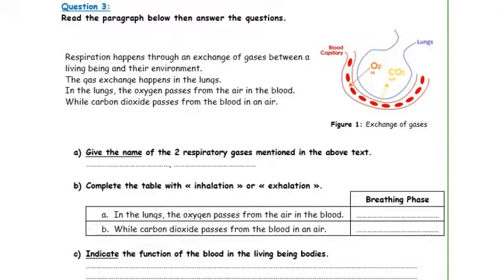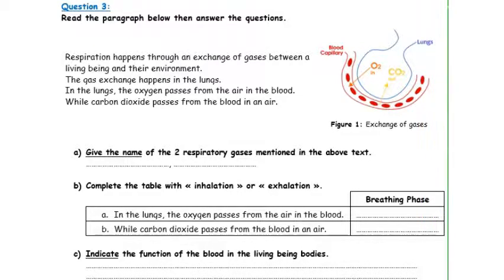Read the paragraph below, then answer the questions. Respiration happens through an exchange of gases between a living being and their environment. The gas exchange happens in the lungs. In the lungs, the oxygen passes from the air in the blood, while carbon dioxide passes from the blood in an air. Part A. Give the name of the two respiratory gases mentioned in the above text.